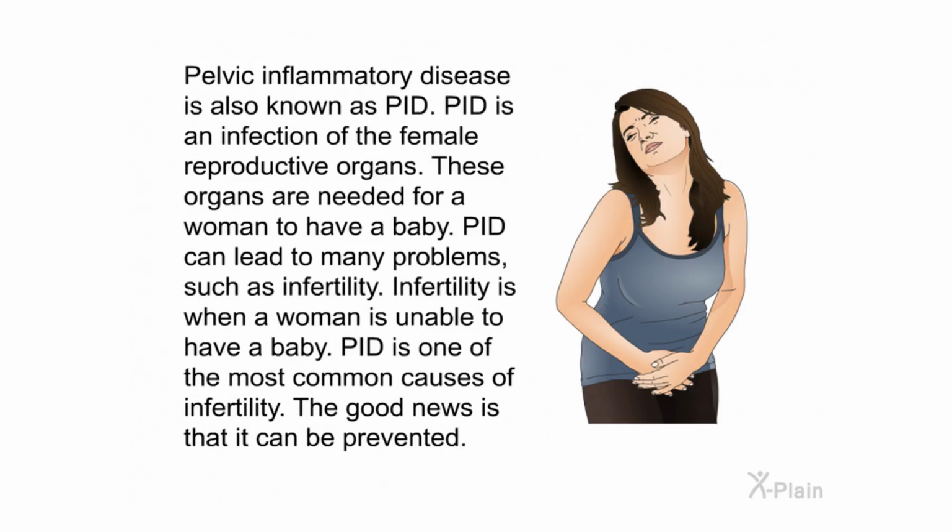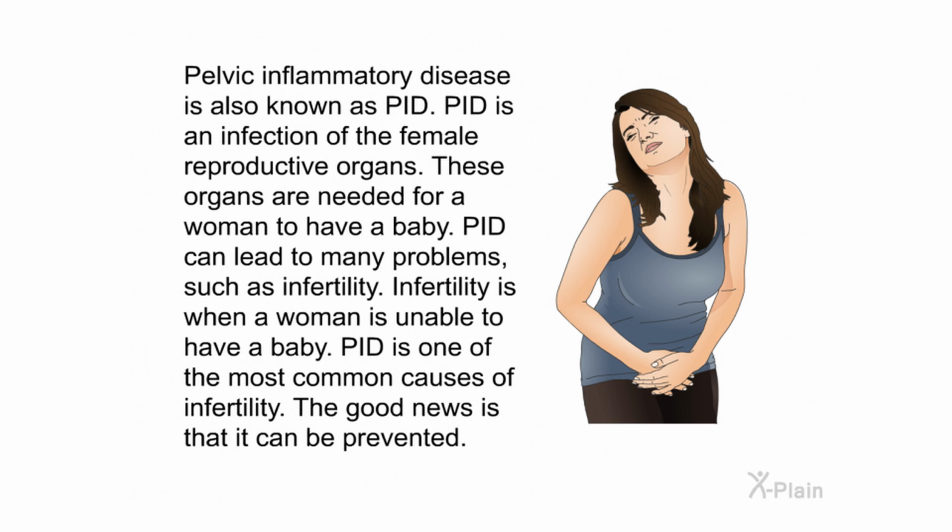Summary. Pelvic Inflammatory Disease is also known as PID. PID is an infection of the female reproductive organs. These organs are needed for a woman to have a baby. PID can lead to many problems, such as infertility.